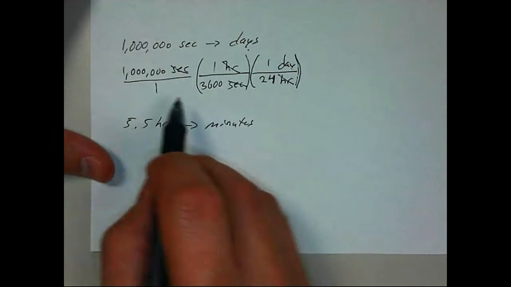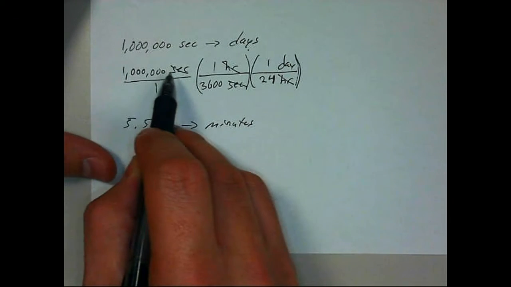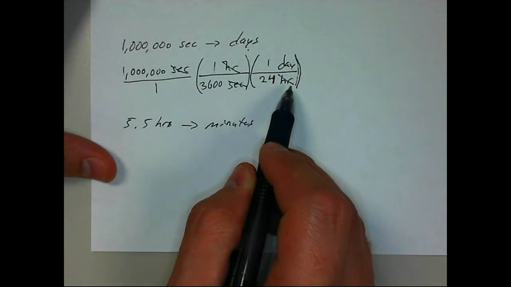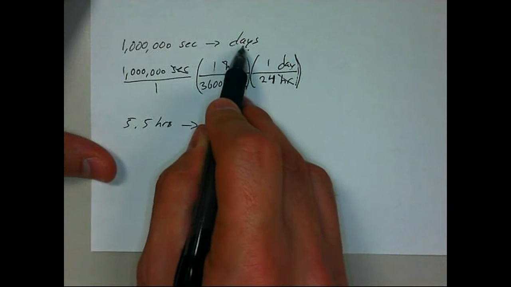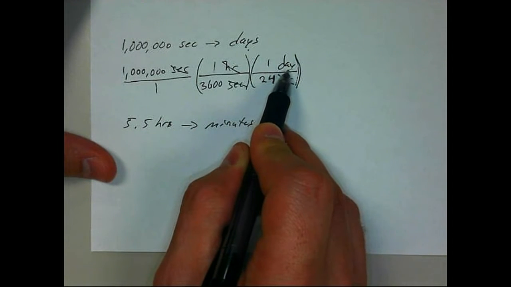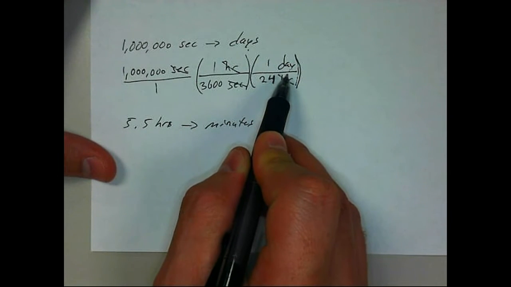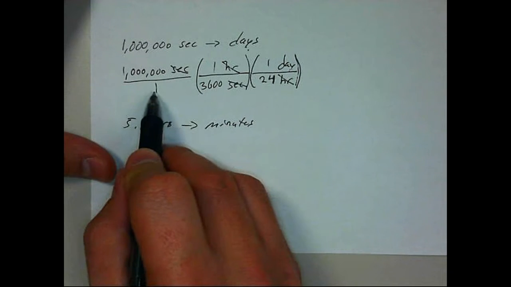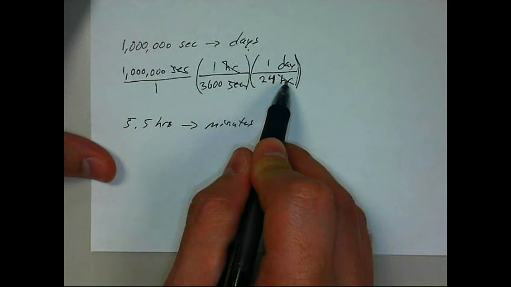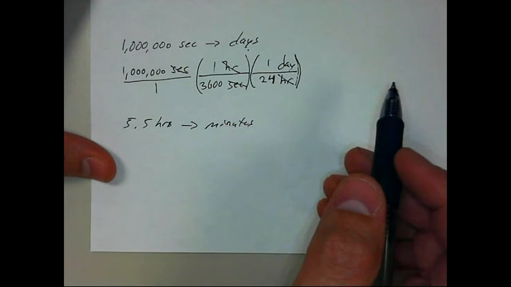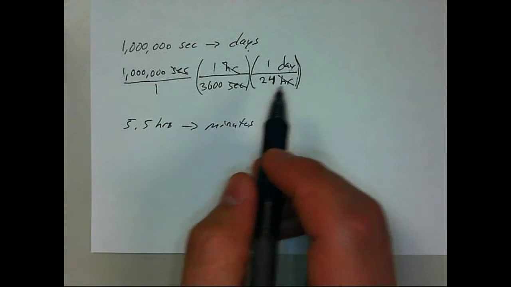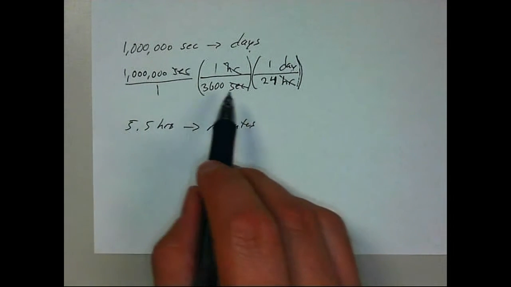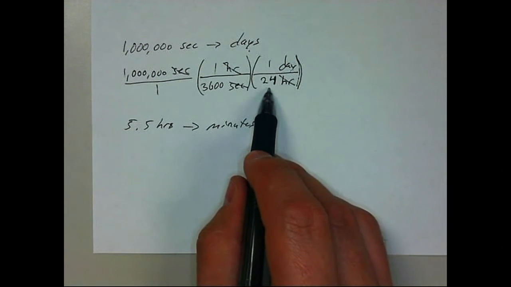And what you do when you do unit analysis, once you have everything crossed out that you want to cross out, and you have the unit here that you want to go to, then you're done. Now you can multiply and divide. That's the only thing you're going to do. If it's on the top, you multiply. If the number's on the bottom, you divide. And you ignore ones because they aren't changing anything for you. So the way we would do this is 1,000,000 divided by 3,600 divided by 24.